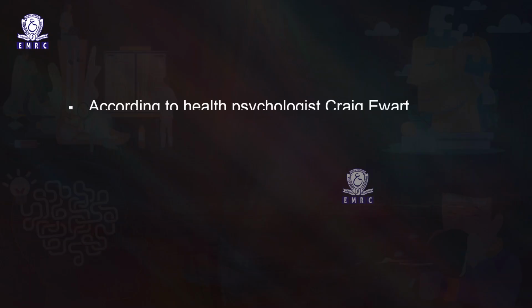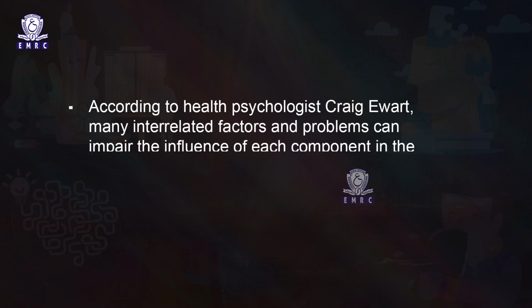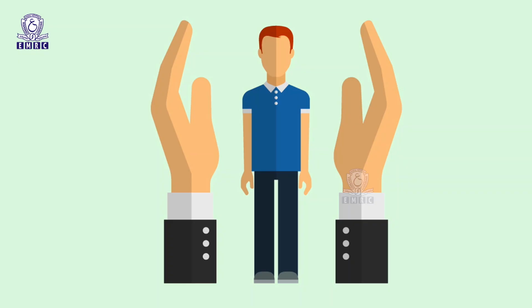According to health psychologist Craig Ewart, many interrelated factors and problems can impair the influence of each component in the system, and each component affects each other. Let's look at some of these factors, first beginning with those within the individual. These are the factors which are barriers to health behavior which come from within the individual.